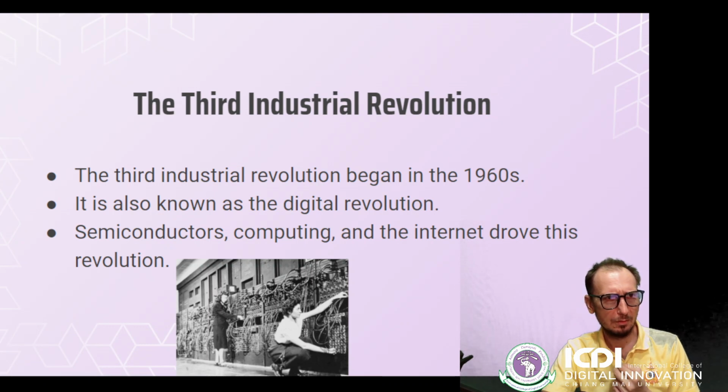The third industrial revolution again was in the 1960s. Semiconductors, right? Microchips that are used in computers. So first computers were huge, like in this picture, and then they became smaller and smaller and smaller and more powerful.